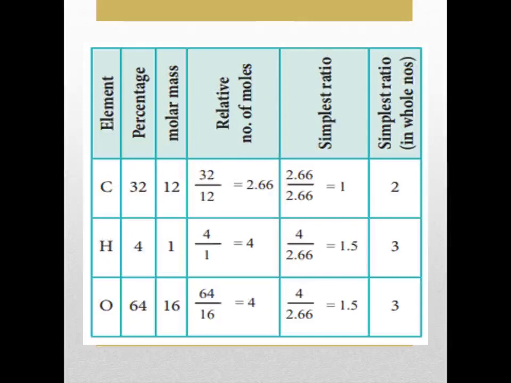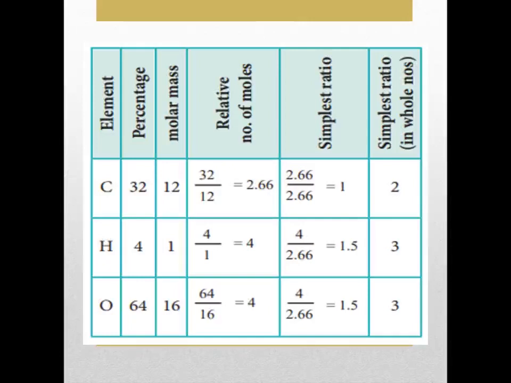Now, calculate the relative number of moles by dividing 32 by 12, 4 by 1, and 64 by 16. The answer comes 2.66, 4, 4. Now, you have to give the simplest ratio. Divide 2.66 by itself, 4 by 2.66, and 4 by 2.66. Have you got it? Now, here comes the answer.